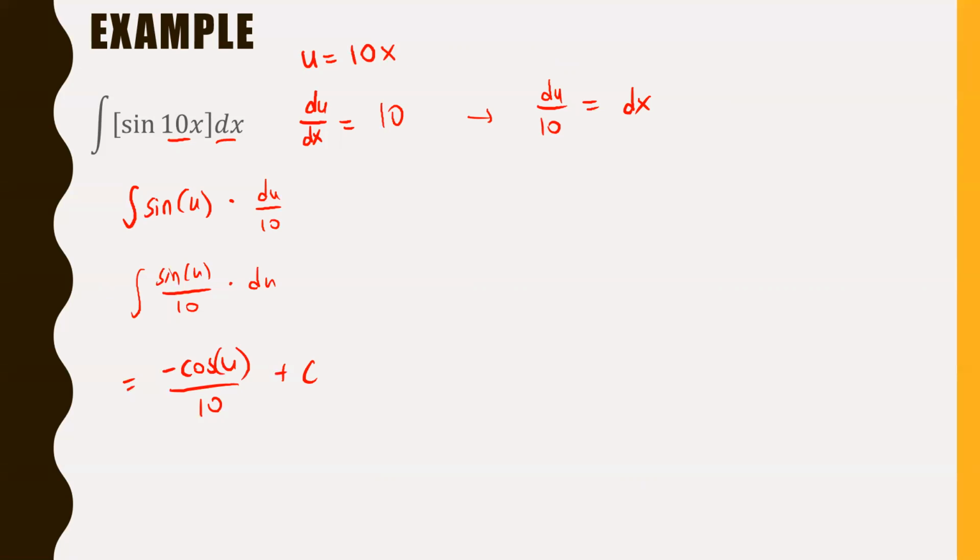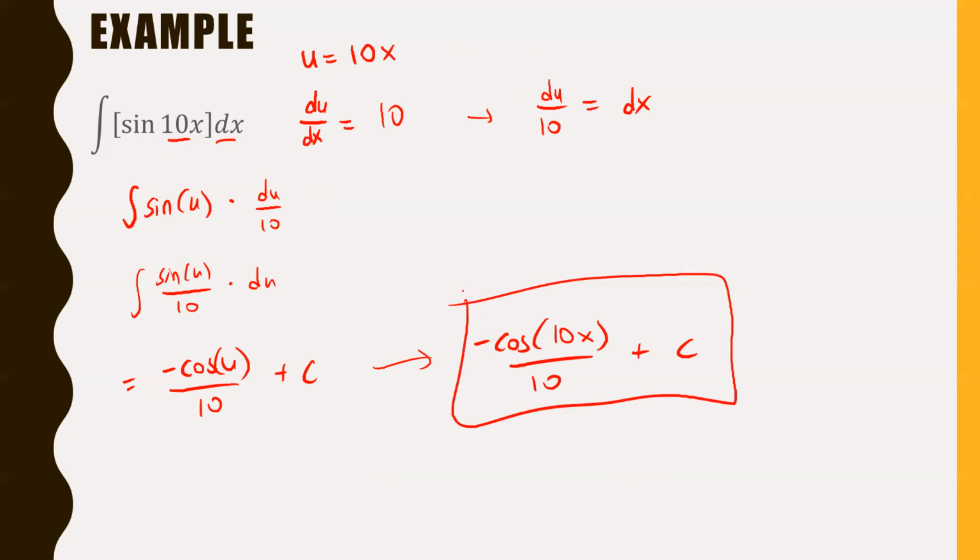Now, we're not quite done yet, of course, because we need to substitute our u back out. So this is going to go real quick, though. This is going to be negative cosine, and instead of u, it's 10x divided by 10 plus c. And this one's actually not too bad to see that if you took the derivative, it wouldn't be a big surprise because the derivative of negative cosine is sine. So you'd have sine 10x and then multiply by the derivative of 10x, which is 10, which gets rid of the divide by 10. So yeah, that one wasn't too bad at all. That would be our derivative there.